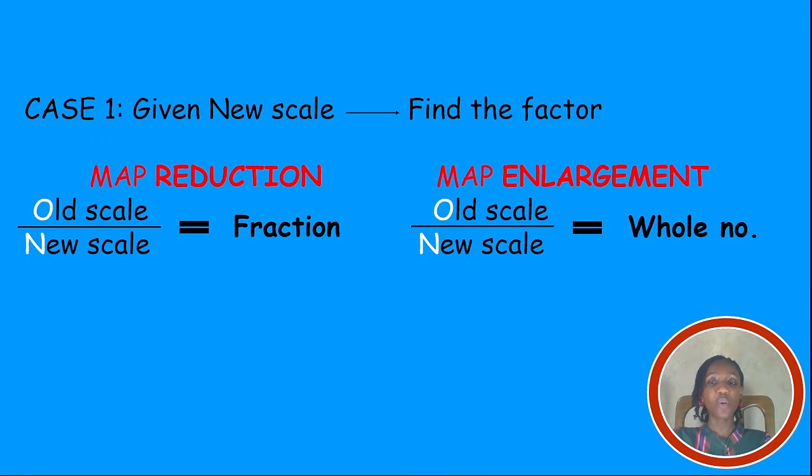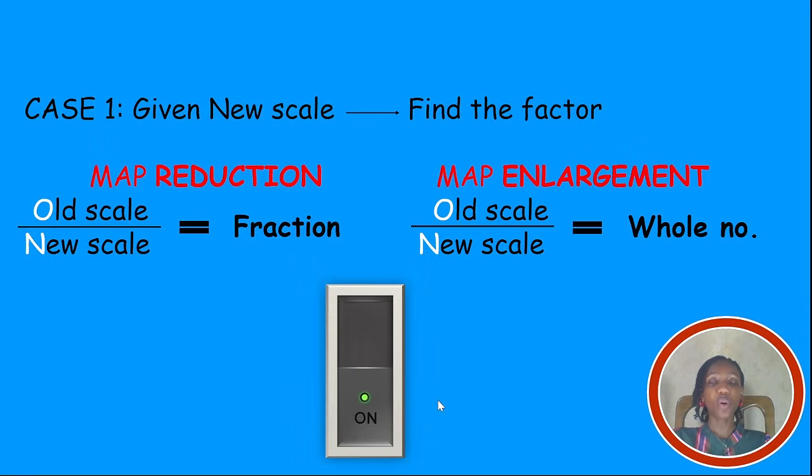So now this is from our map reduction enlargement video. Whenever we are given a new scale and we have to find the factor, this is the formula we use: old scale over new scale, or we can use the word "on" to help you remember which is the numerator and the denominator. So if you get a fraction when you do this old over new scale, that means it's going to be a map reduction. But if you get a whole number, that means it's a map enlargement.